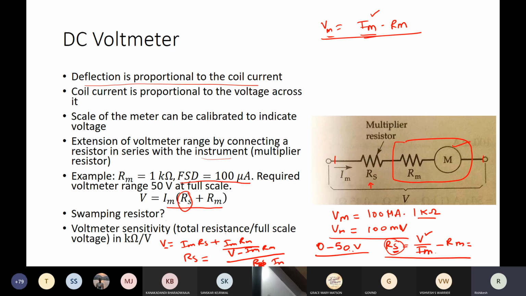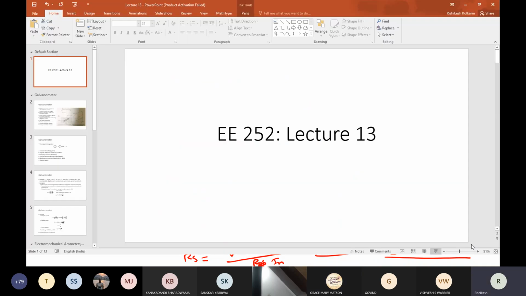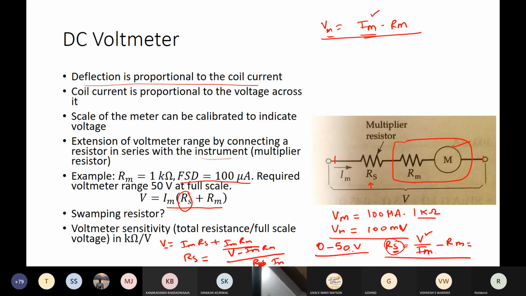What is the value of Rs? Hello? Hello? Yes, sir, you are audible. What is the value of Rs in this case? 0.5 mega ohm.